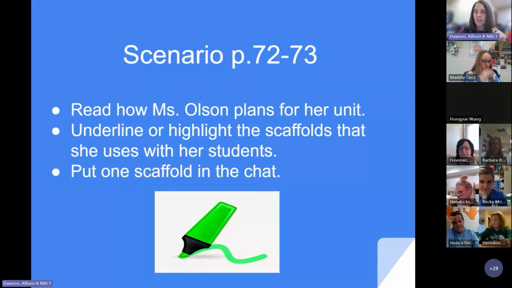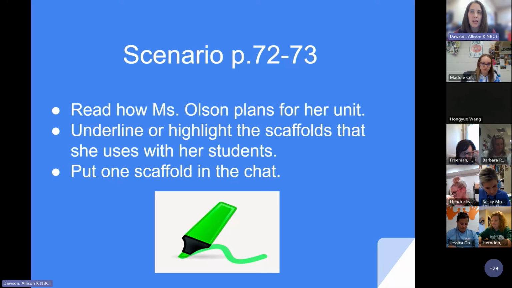I'd like for you to read that short scenario and then underline or highlight the scaffolds that she uses with her students. After about 2 to 3 minutes, if you wouldn't mind to put one of those that you found in the chat. We'll talk about those in just a second. So the bottom of page 72 and the top of page 73.